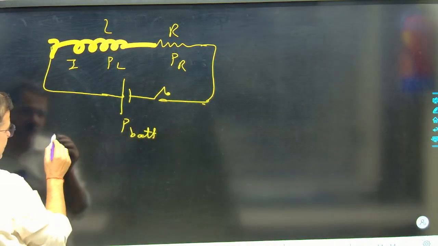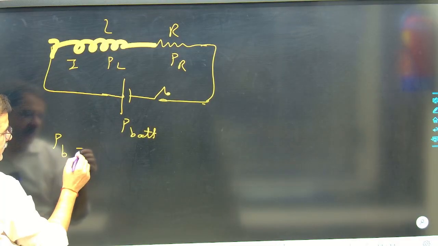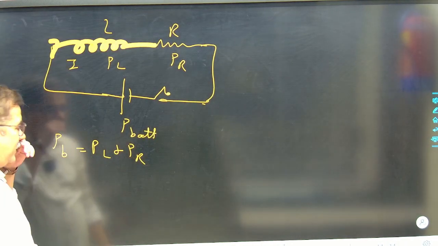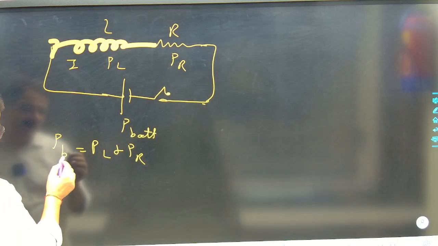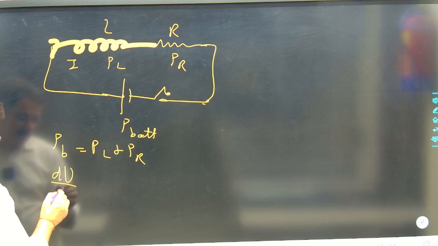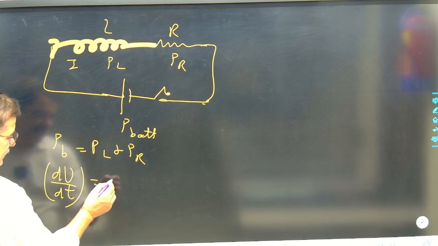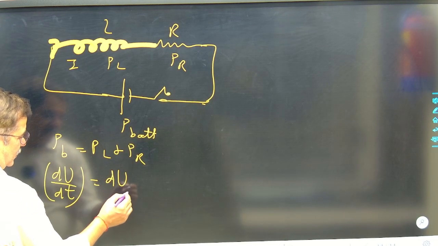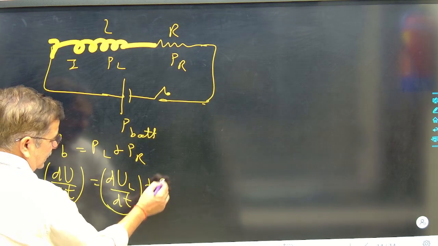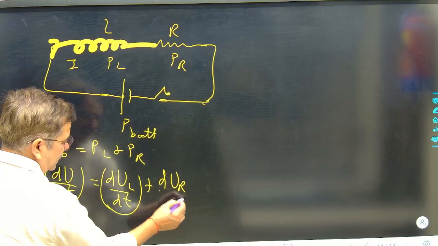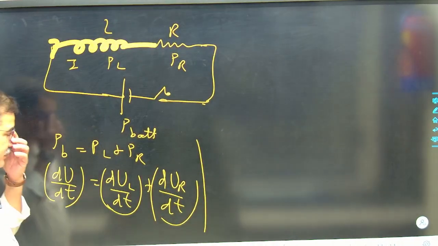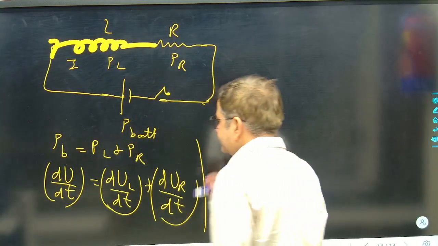It is always correct. Power by battery is equal to power in inductor plus power in resistor. Anytime this will always be correct. Or I can say the rate of change of power supplied by the battery is equal to the rate of change of energy in the inductor plus the rate of change of energy in the resistor. This will always be correct.